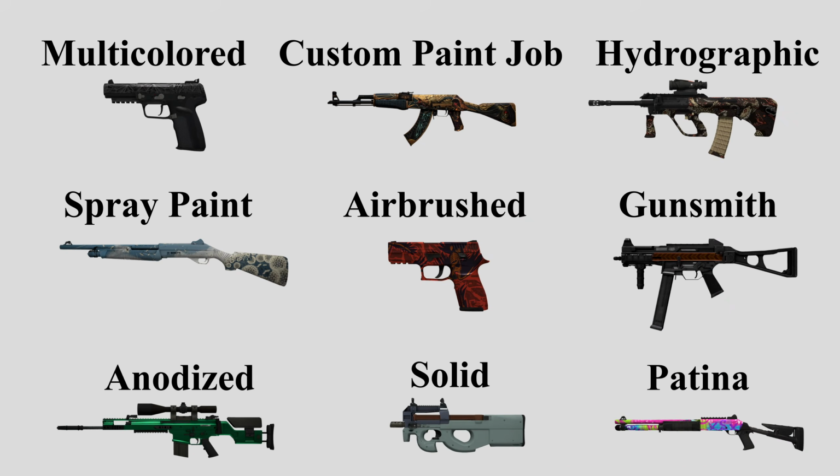What's the purpose of each one, the difference between them, and how our skins will look depending on the finish style. Let's start with the easiest styles and get them out of our way. The solid color and anodized styles, which are the least interesting of all available options.